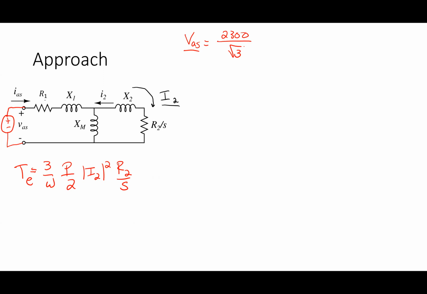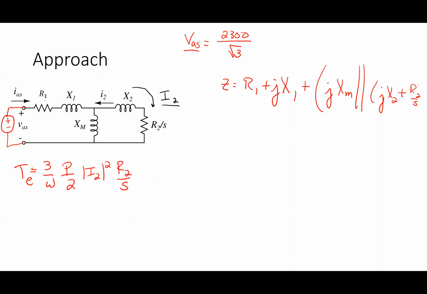All right. What's Z here in this case? A combination of those others. R1 plus jX1. Yep. Parallel combination of XM and X2. Yep, in series with the, yep, this combination here, in parallel with jX2 plus R2 over S.